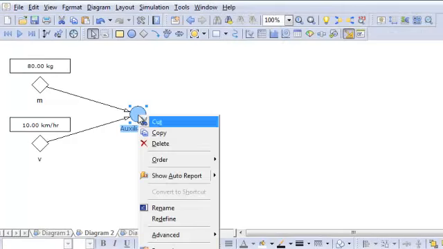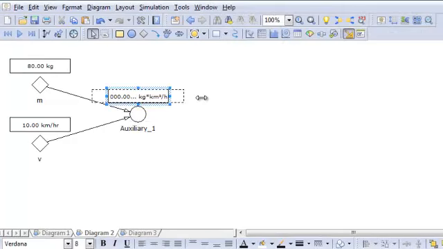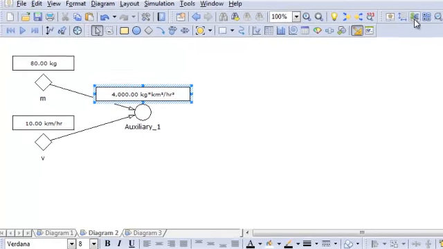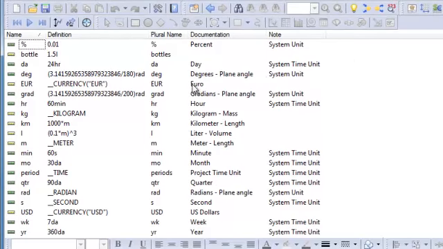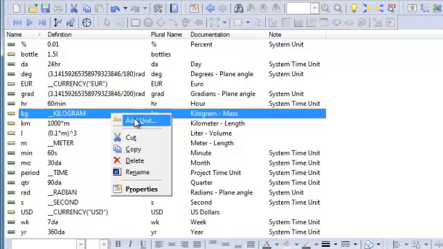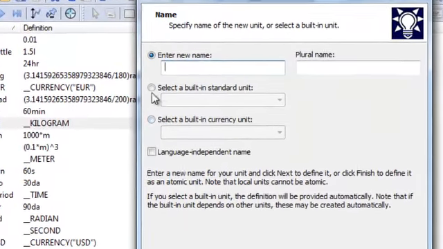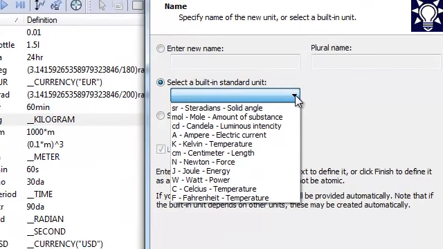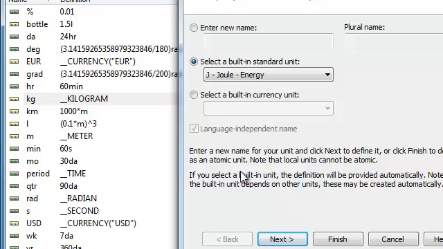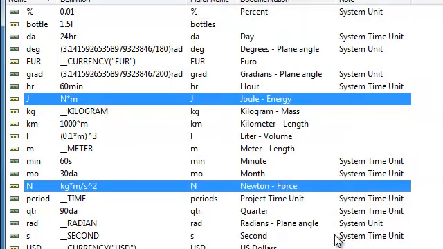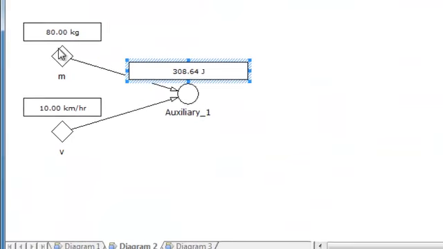Instead of using this strange value, I go into my unit list, and here I want to create a new unit. To do that, I can right-click anywhere in this list and say Add Unit. Now I want to use a built-in standard unit, and here we find joule. By creating this one, it also creates Newton. So here we see joule is defined as Newton times meter, and Newton is kilograms times acceleration. Now, going back to the diagram, the energy of this object is 308 joule.